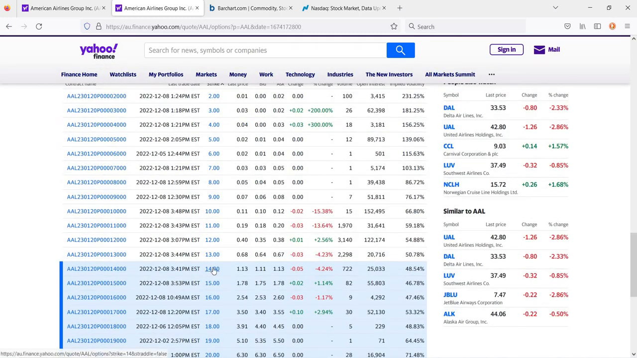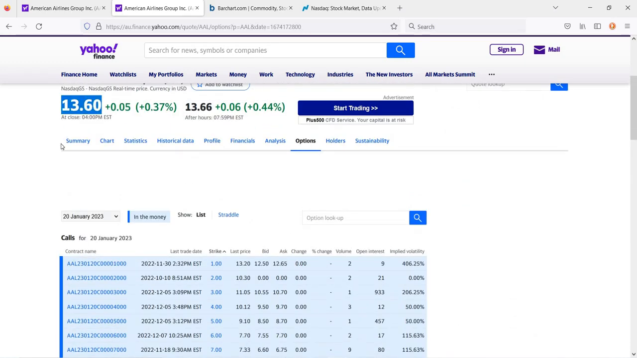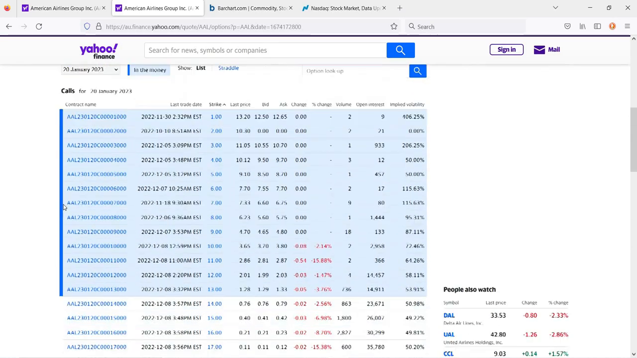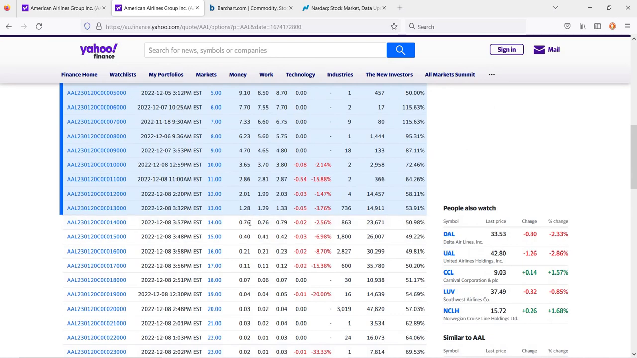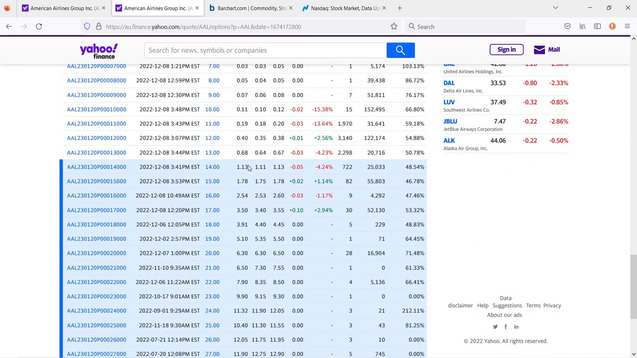So here we can see the $14 put option, and it was last traded at $1.13. Because it's currently in the money, with the current price at $13.60, that means 40 cents. You've got to take away 40 cents, so the extrinsic value that you receive for this is $1.13 minus the 40 cents.